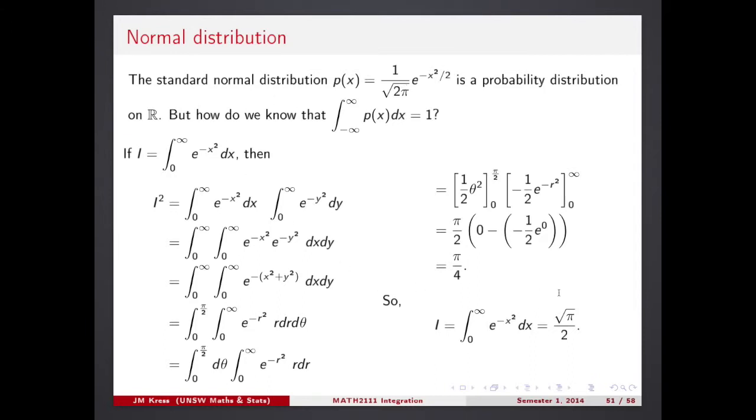Let's just double check everything. The integral I squared ended up to be pi over 4. I'm fine with this. I itself will be root pi over 2. We double this to make up the complete real line, which will be root pi.